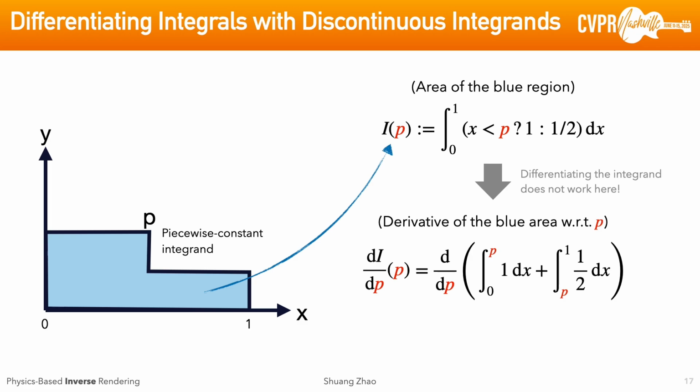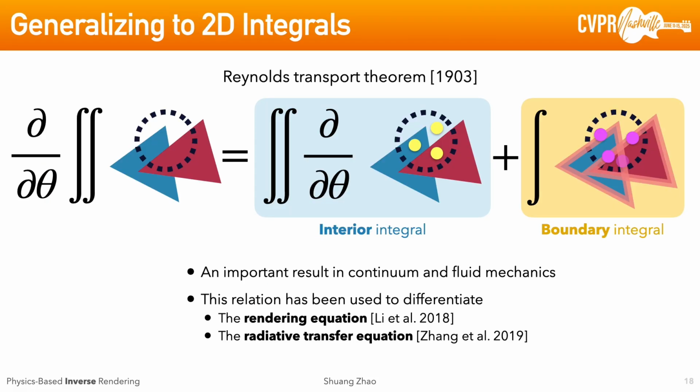So by properly calculating this derivative, we know that certainly the derivative is not 0 in this toy case, it's actually 1/2. Fortunately, this idea can be generalized to higher dimensions. For example, when applied to 2D integrals, there's a famous theorem called Reynolds transport theorem, introduced to continuum mechanics more than 100 years ago.